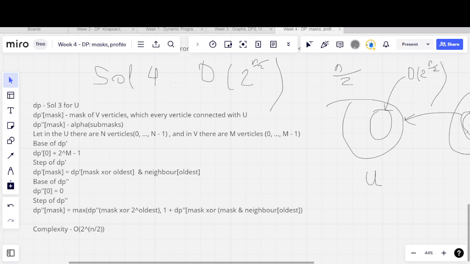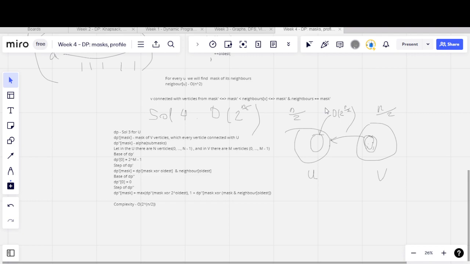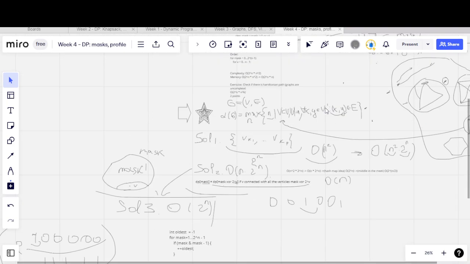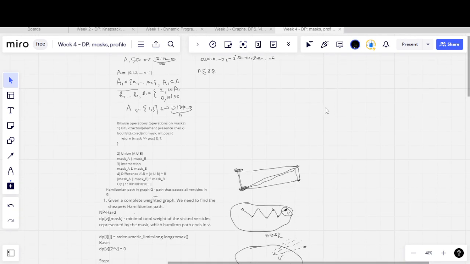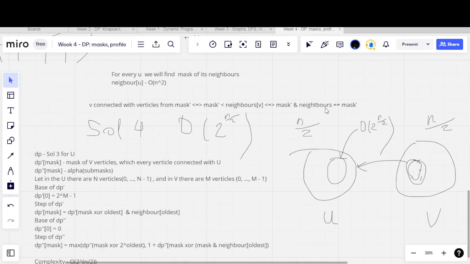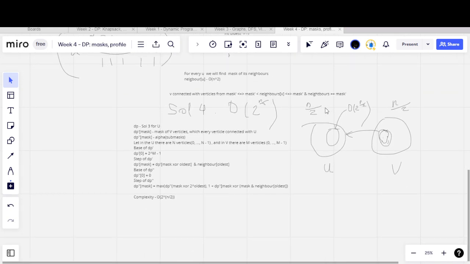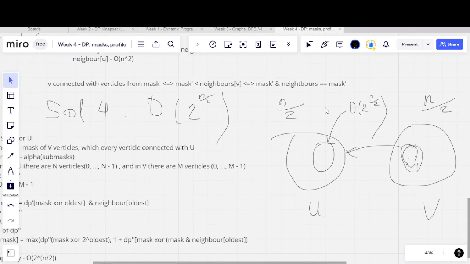But if you have a graph with less than 64 vertices, you need to use this for an approximate solution, for a precise solution.